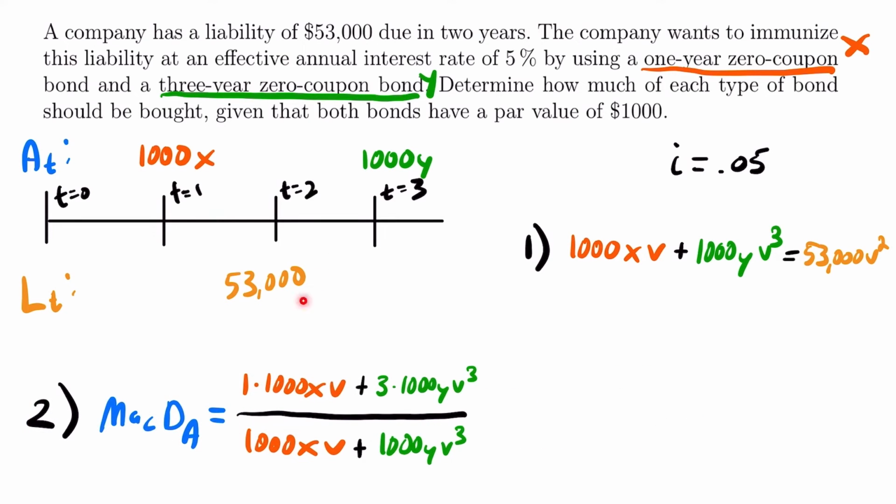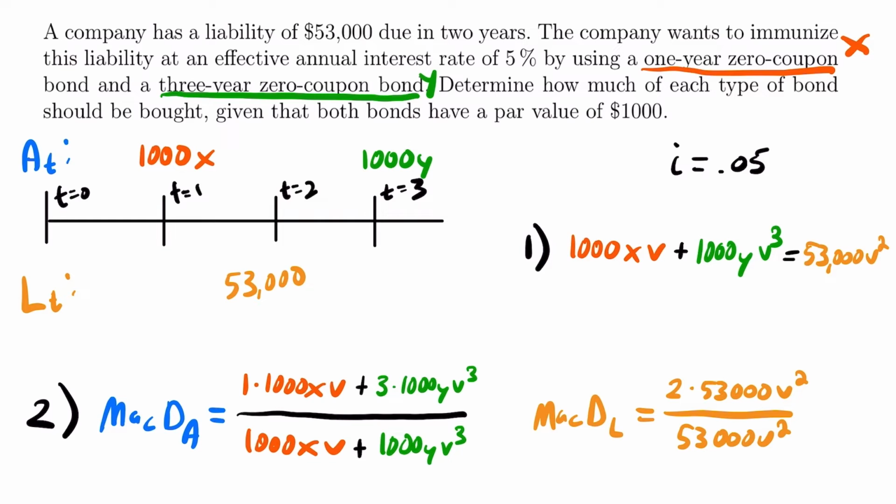And in this case, we only have one liability to work with here, so this is actually going to be pretty simple to set up. The Macaulay duration of the liabilities will be equal to the present value of that liability multiplied by the time at which it is made, or the time at which it is paid. So we'll have 2 times 2 multiplied by 53,000 v squared, and that will be divided by the present value of that liability, which is just 53,000 v squared.